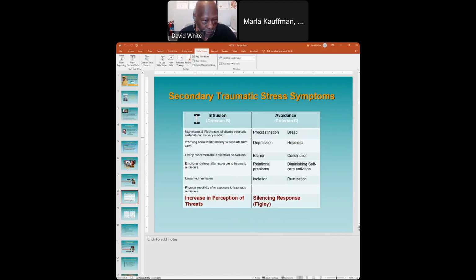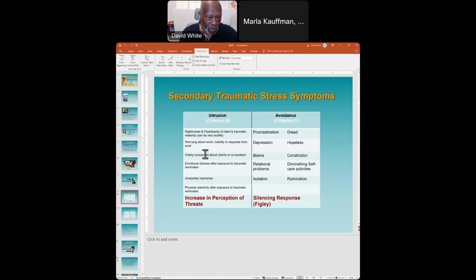So you have intrusion. Intrusion of things like nightmares, flashbacks of the client's material. So you listen to the client and you might be sitting around, and the thoughts about what's happening with these clients just come in your mind, or you find yourself dreaming, having nightmares about what's going on with the client. You're worrying about work. You have an inability to separate your work from the rest of your life. So you go home and you bring the work with you. It's intruding into your activities of daily living.